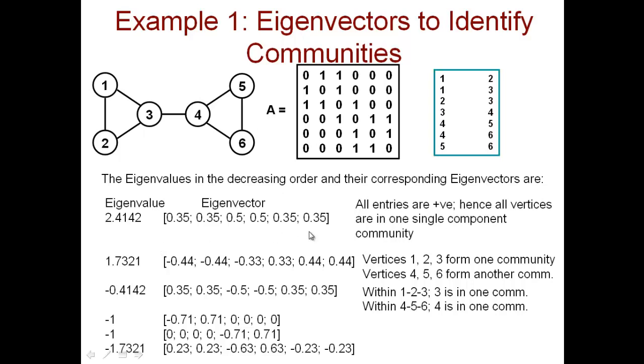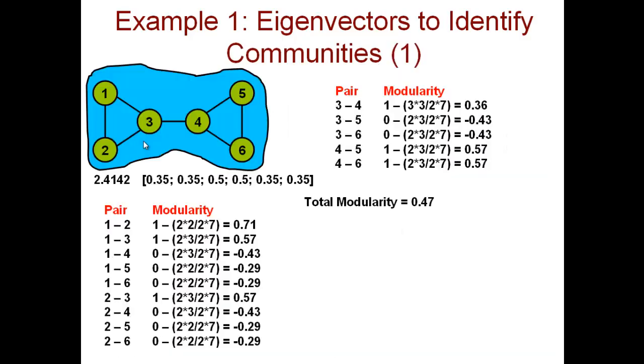Now in our case of community detection, all the entries in the principal eigenvector being positive indicates that according to this eigenvalue and this eigenvector, all vertices are considered to be in one community. So that's what we can infer from this first principal eigenvector and the corresponding principal eigenvalue.